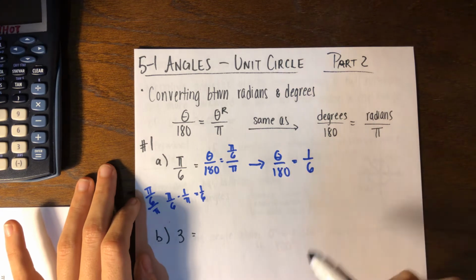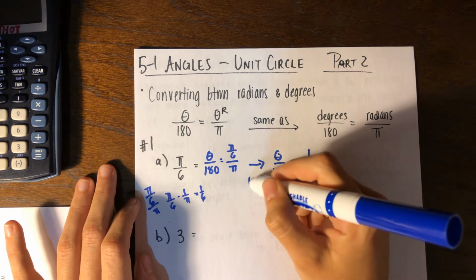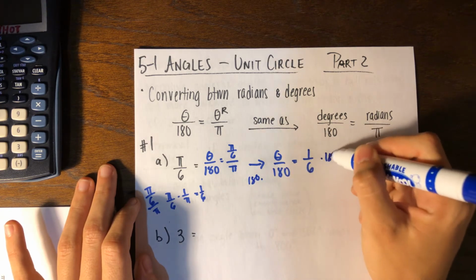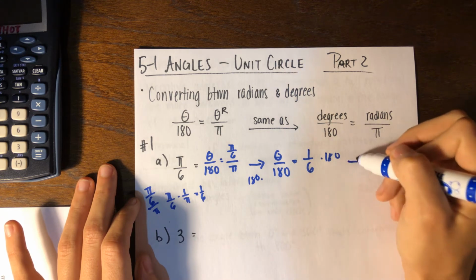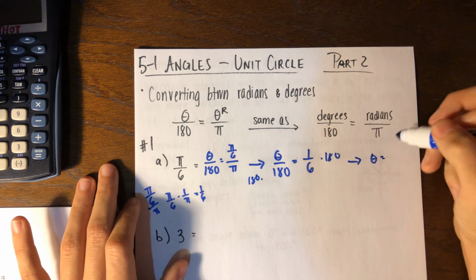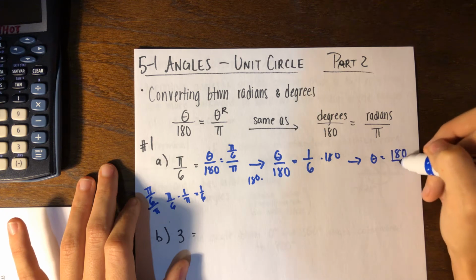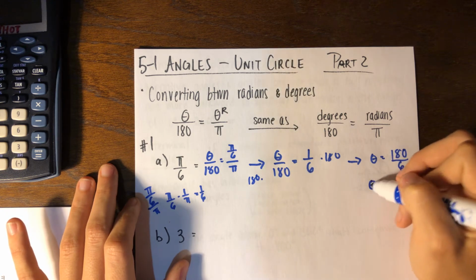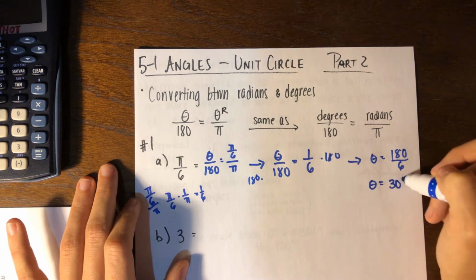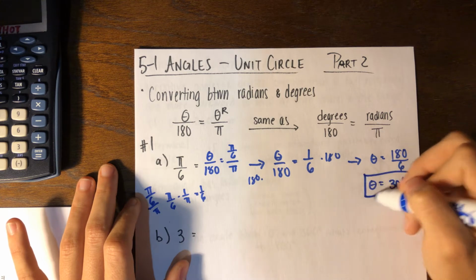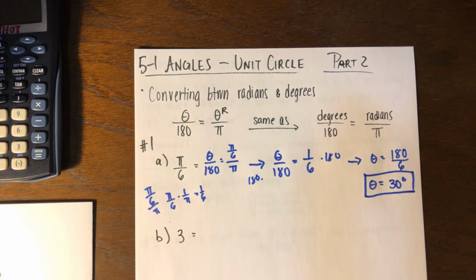Now I'm solving for theta, so I multiply both sides by 180. So theta is 180 divided by 6. When I do that, I get theta is 30 degrees. Just like that. So you're plugging in the formula and solving for theta in this case.